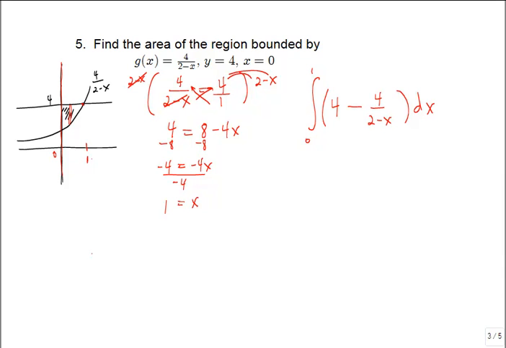Now this one asks us to actually find the area, so let's go ahead and integrate this. The antiderivative of 4 would just be 4x. The second integral is a little bit trickier, so what I'm going to do is break it up, and write it this way temporarily. This 4 on top really isn't doing me any good, it's a constant, which means I can pull it out front of my integral. And let's look at what we have here. We have 1 over 2 minus x.